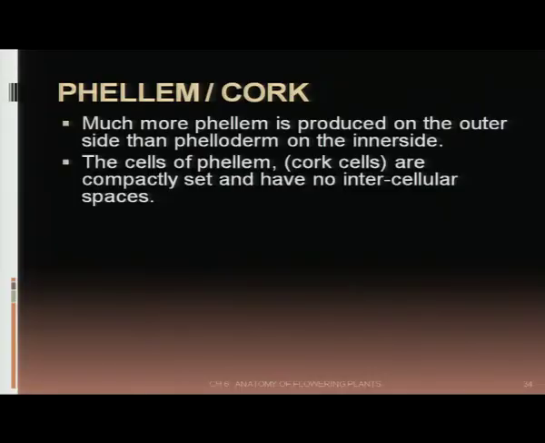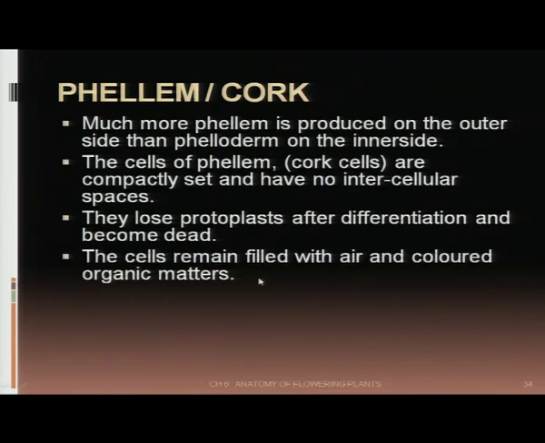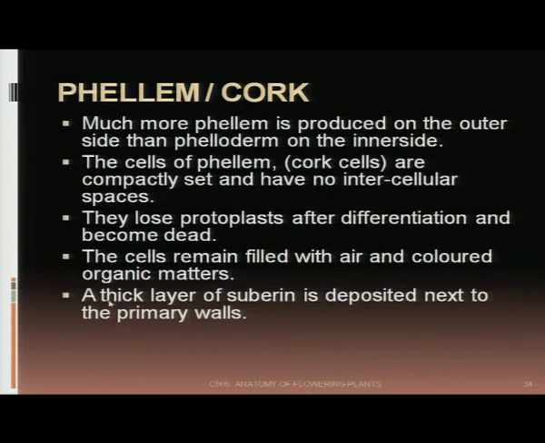The cells of the phellem, that is the cork cells, are compactly arranged and they have no intercellular spaces. They lose protoplast after differentiation and become dead. Their cells remain filled with air and colored organic matter. Also, a thick layer of suberin is deposited next to the primary walls. So, what are cork cells basically like? They are colored, they are suberized, they are thick walled and they are dead. They will not allow any movement of air or water through them.